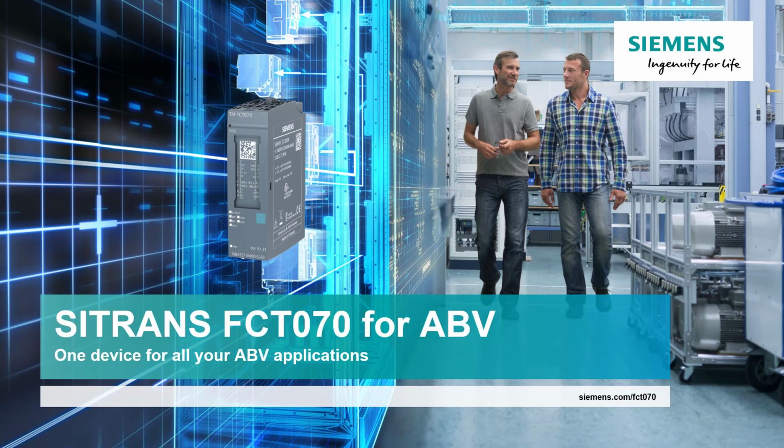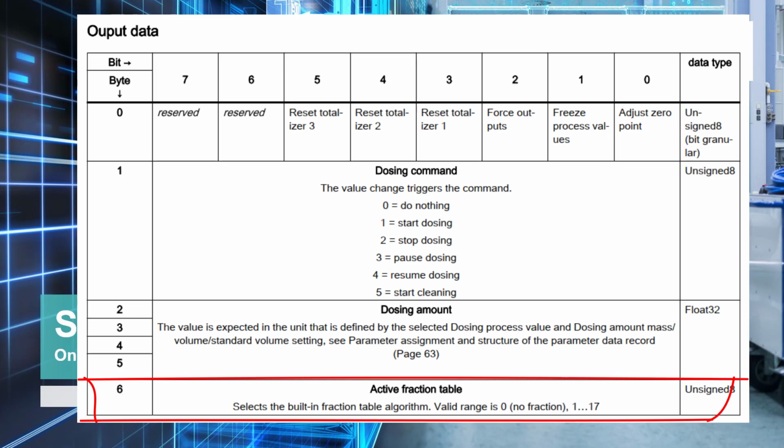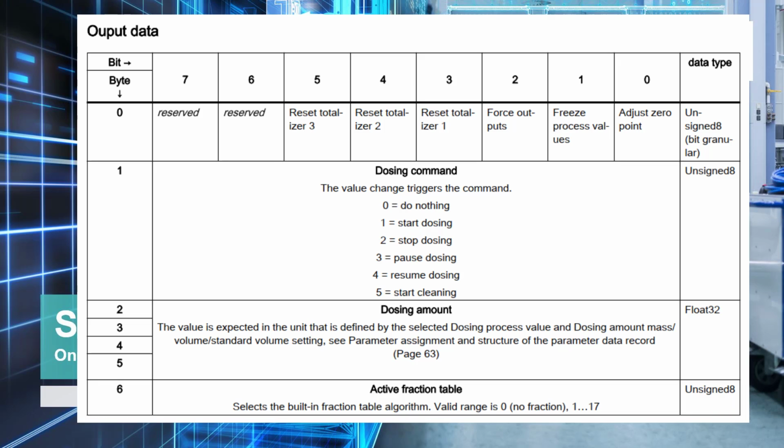But what became apparent when we were looking through the manual was one particular parameter that caught our attention, and that was in the output block. As you can see here on the screen now, there's a parameter in the last output byte that allows you to change the fraction table. Now that parameter can be written to directly via the PLC. So we can create some code to have the ranges change automatically, or we can have a human machine interface, or even a cloud app where we can change that remotely.